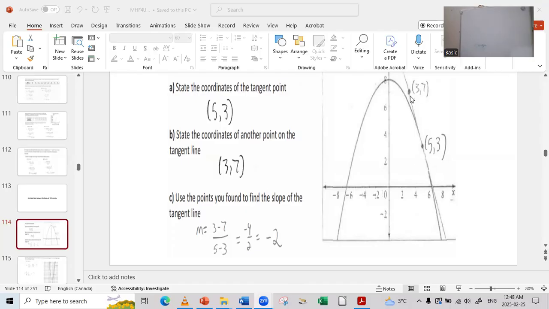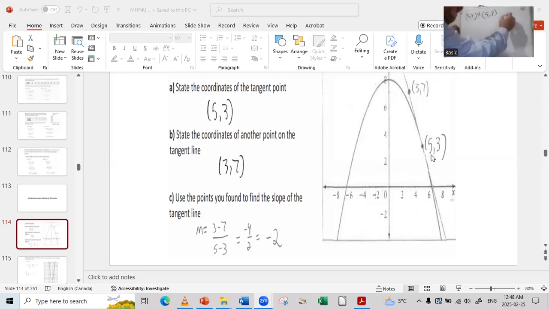I have points for X and points for Y. Assume the points which I have are 3 and 7. This is the first point, and the second point is 5 and 3. So these 2 points, like you see here, are 3 and 7, and 5 and 3.